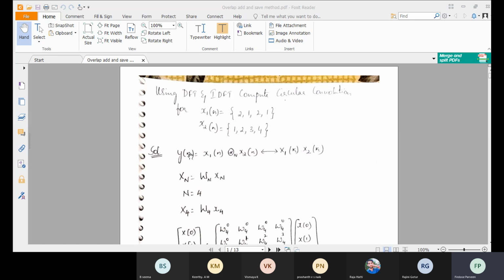So y of n is equal to, they have given, using DFT and IDFT, compute the circular convolution of x1 of n and x2 of n. So y of n is equal to x1 of n circular convolution x2 of n, that is nothing but multiplication in the frequency domain. Circular convolution in DFT is nothing but multiplication in the frequency domain, that is x1 of k into x2 of k. Okay, so we know this formula, that is using the matrix method.